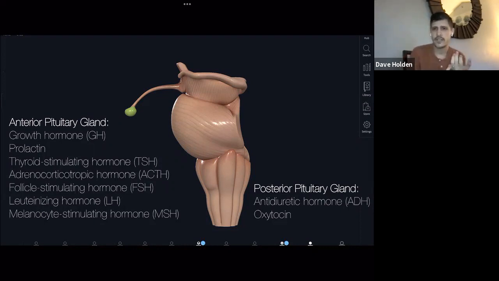we have growth hormone. This is released a lot during puberty and adolescence. Prolactin. Prolactin is responsible for the production of milk. Thyroid stimulating hormone stimulates the thyroid to produce all the various things that it produces. Adrenocorticotropic hormone affects the adrenals, but I do want to take a moment to talk about this word.